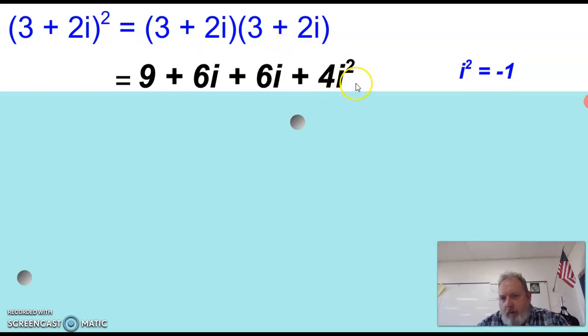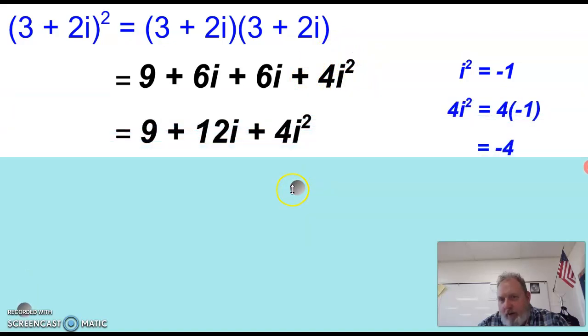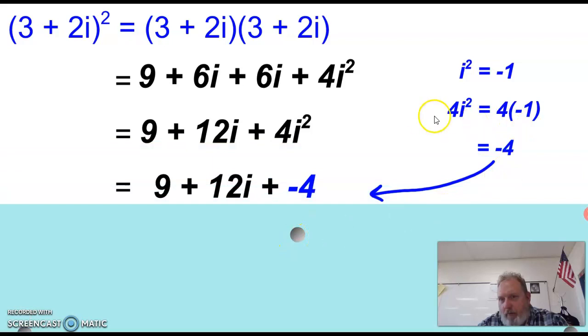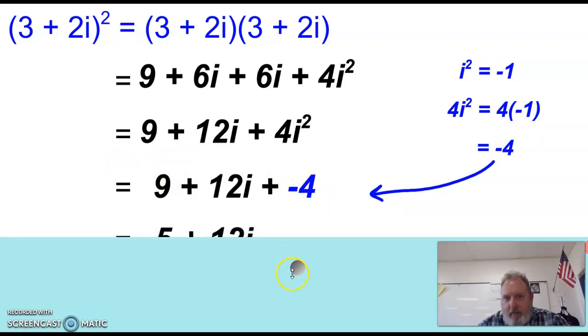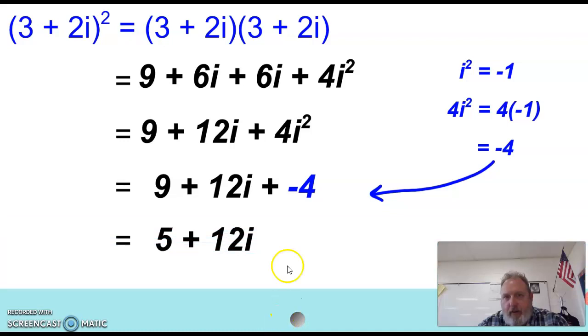Now, if you remember from a few previous slides, i squared is negative 1. So this number right here can really be simplified to be 4 times negative 1 or negative 4. So again, 4i squared is 4 times negative 1, which is negative 4. Now I can combine my like terms, 5 plus 12i. So again, you would distribute or FOIL this out. No different if it was 3 plus 2x times 3 plus 2x. The only difference is i squared can be simplified. So that really becomes 4 times negative 1.